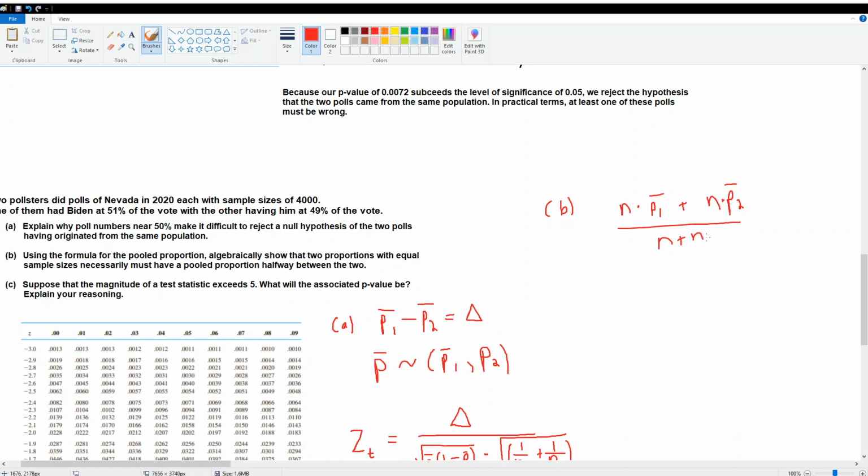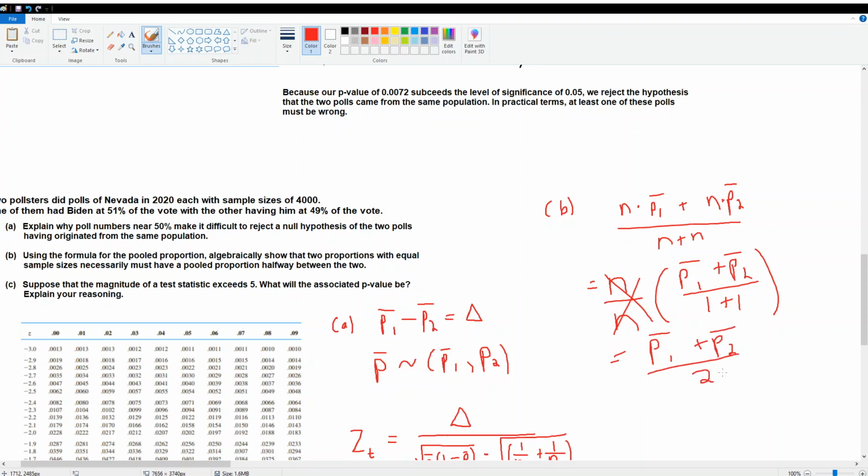Well, we can factor out all of the n's. So we factor out the n over n. We factor out the n from this. So we have P1 bar plus P2 bar. And our denominator becomes 1 plus 1. The n's cancel out. 1 plus 1 is 2. So P1 bar plus P2 bar over 2. This is why if sample sizes are the same for each sample, it's going to be the halfway point. You get to skip the whole formula and make it much easier on yourself.